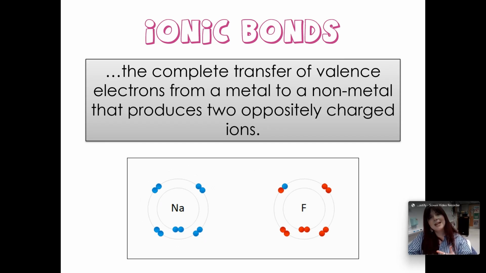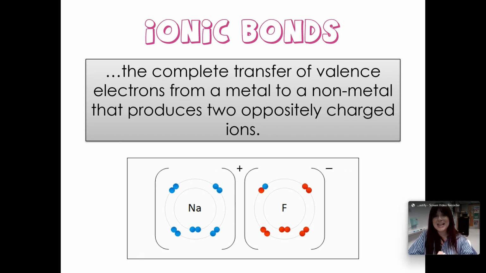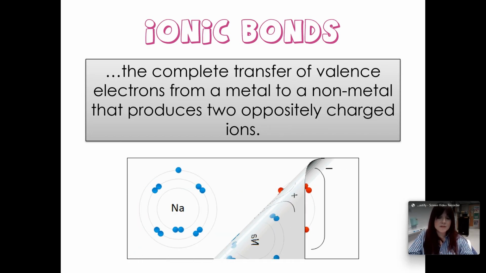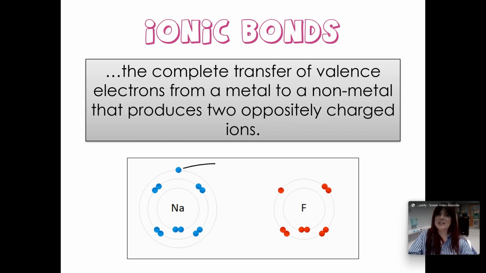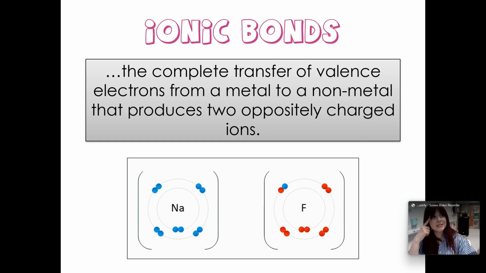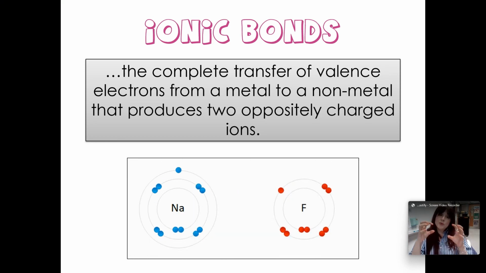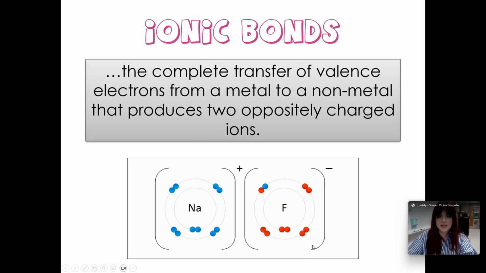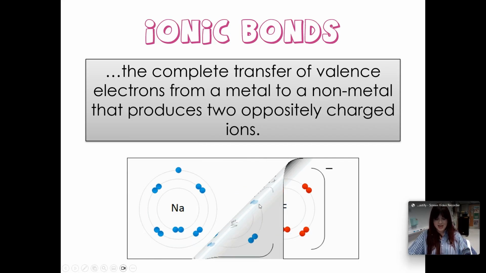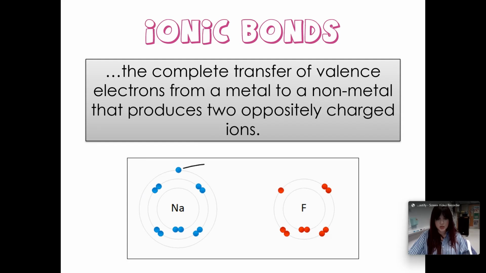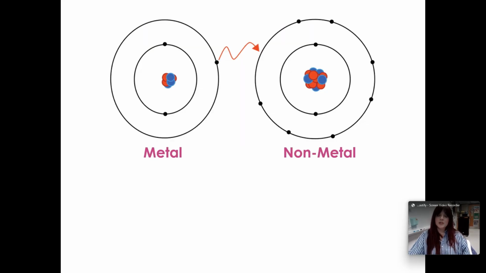When that happens, when sodium loses a negative thing, it becomes positive. When fluorine gains that negative thing, it becomes negative. We have to remember that electrons are negative, so even though it's gaining something, it's becoming negative. That attraction between positive and negative is the ionic bond. So we'll see here, once this transfer happens, these two things are going to attract one another. That's an ionic bond.